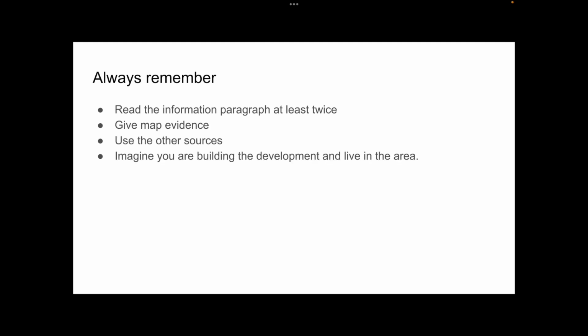But my kind of key things to remember is read the information you get at least twice in the paragraph and the different graphs and the sources. Always give your 4 bits of map evidence. Always use the other sources because there's another 2 marks available for them. And I try and say to people, put yourself in that developer's shoes. Imagine you are building it. What are you going to need of the piece of land? And then also imagine you were living there and what is the impact that that's going to have on you.